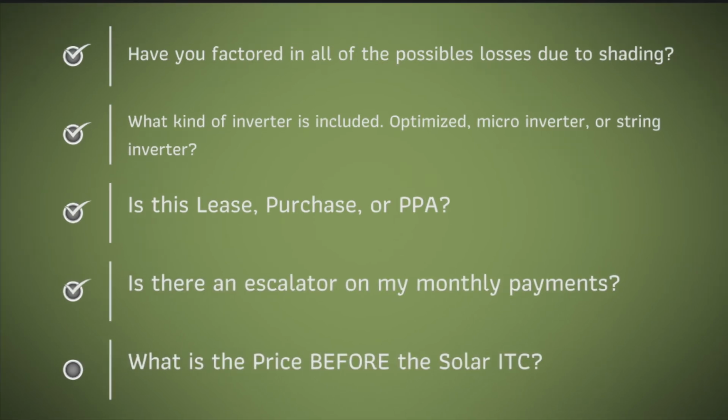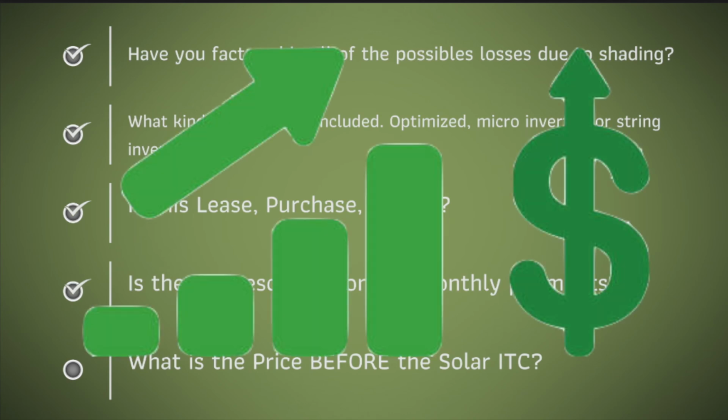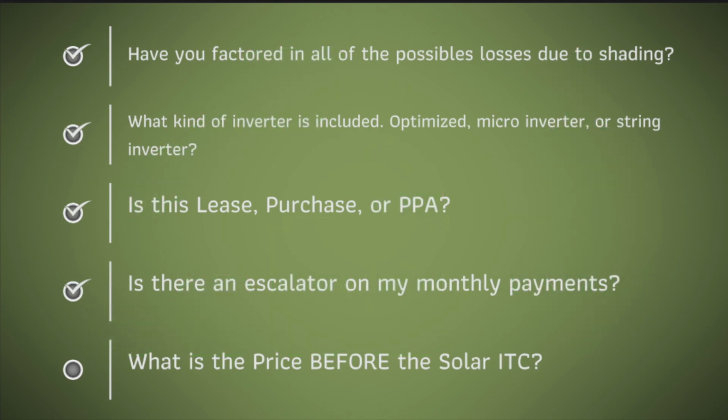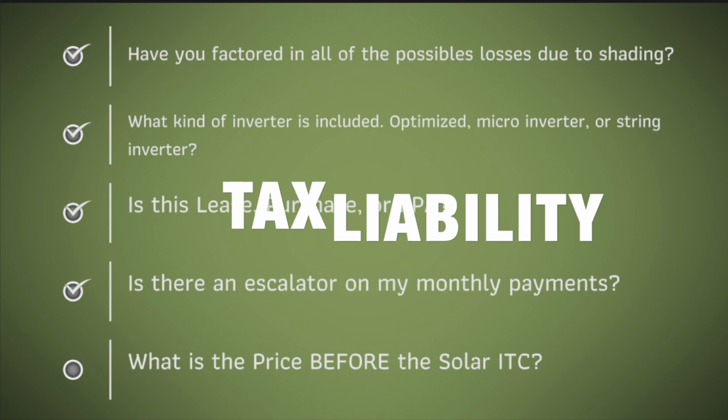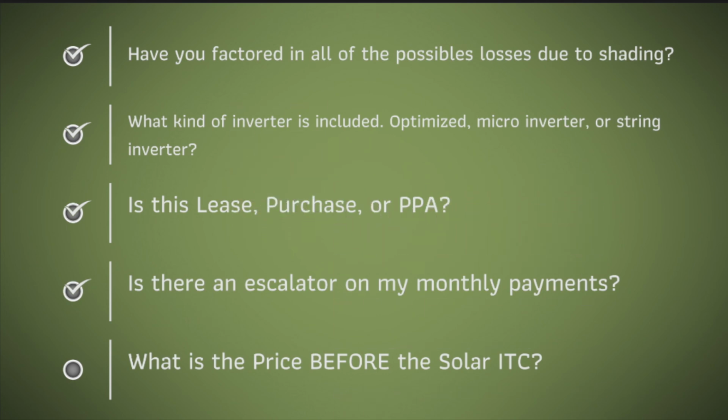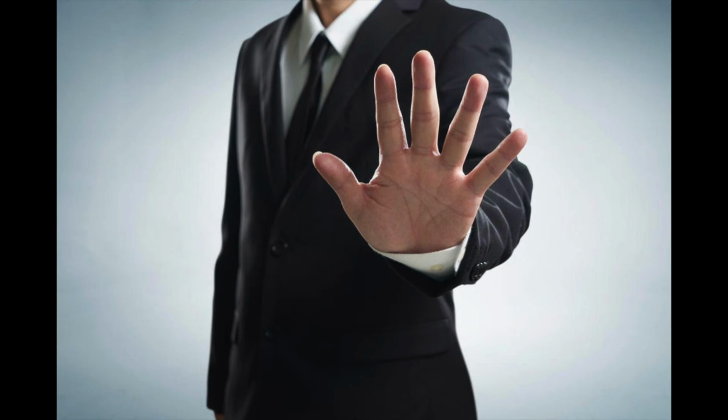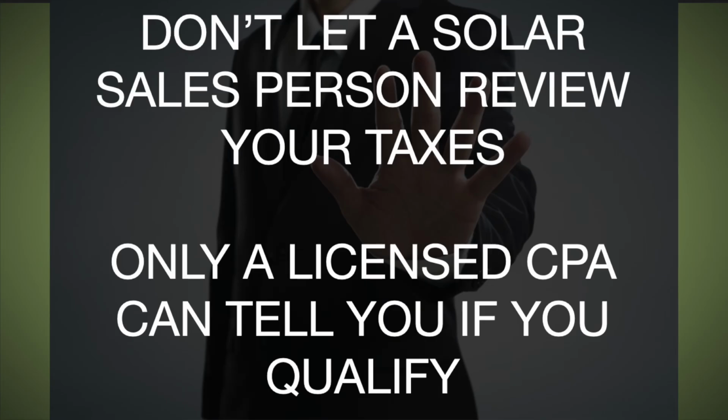What is my price before the solar ITC? Some companies have taken a practice of showing only the post-ITC price. This can be a problem for you because if you don't qualify for the ITC, your payments are going to be greatly affected. The solar ITC is based off an individual's tax liability. So if your tax liability is too high or too low, you may not qualify for the entire amount. You do have up to 6 years to claim the full amount.